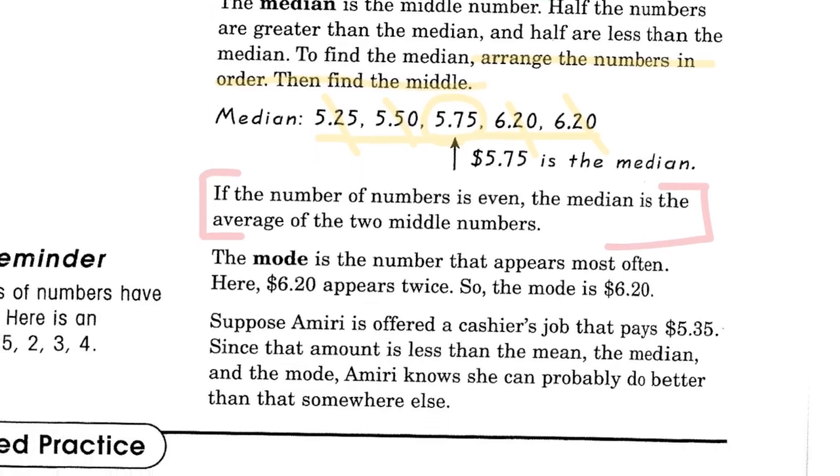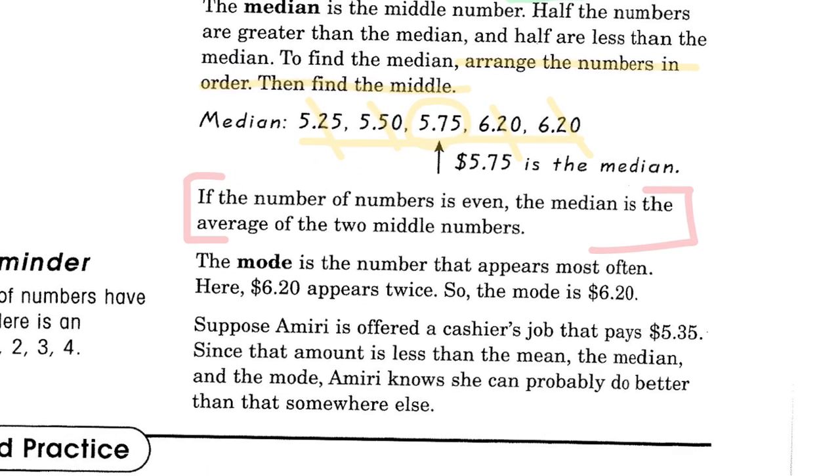It says the mode is the number that appears most often. Here, $6.20 appears twice, so the mode is $6.20. It says suppose Amori is offered a cashier's job that pays $5.35. Since that amount is less than the mean, the median, and the mode, Amori knows she could probably do better somewhere else.